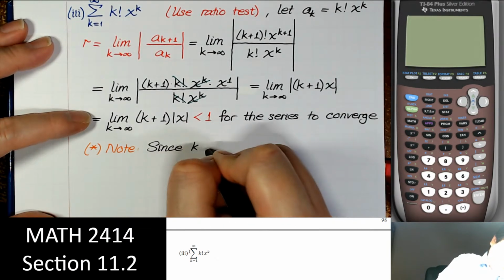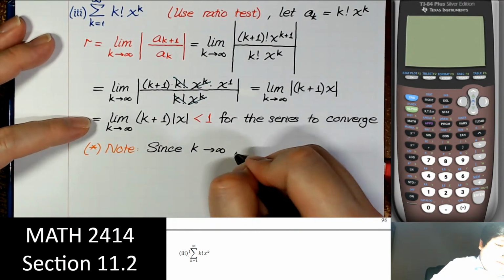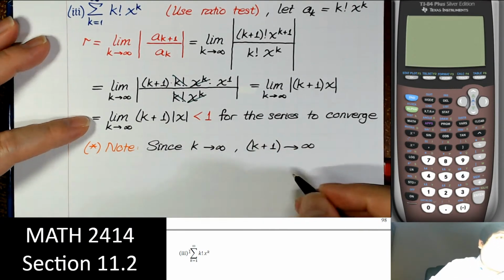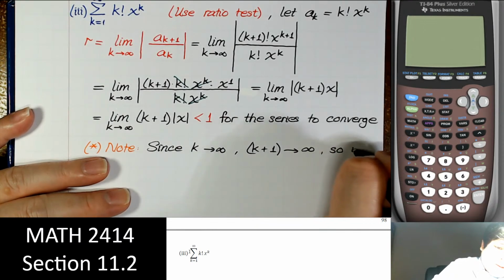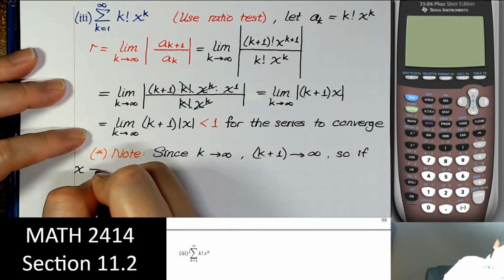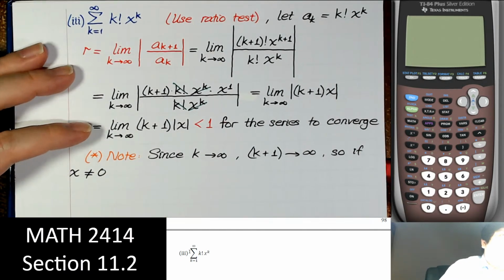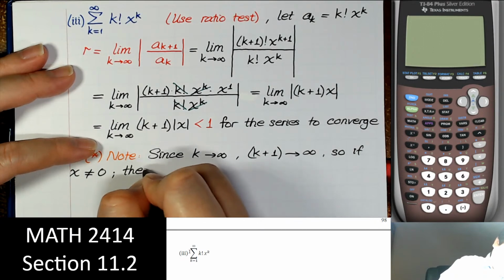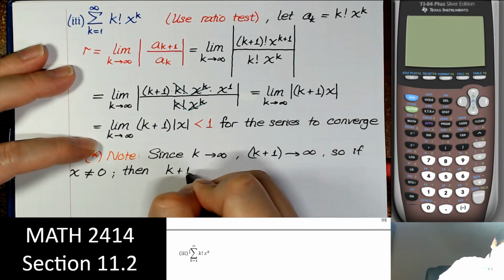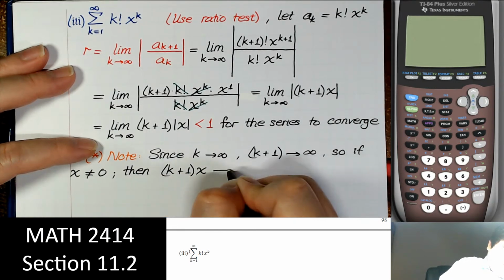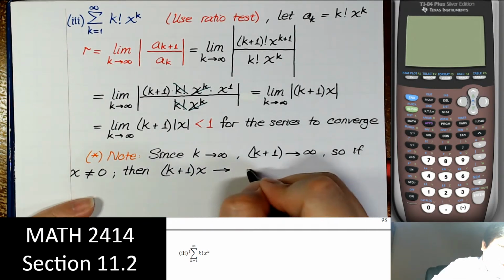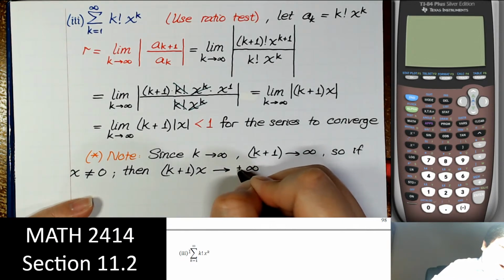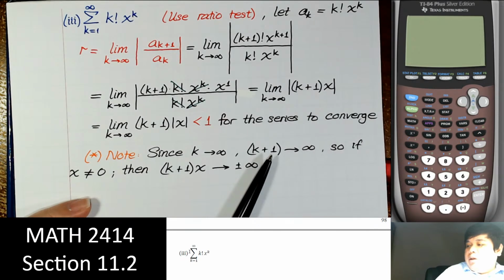Since k goes to infinity, k plus 1 certainly goes to infinity as well. So if x is not equal to 0, then k plus 1 times x would go to infinity, or could be negative as well. So think about it.